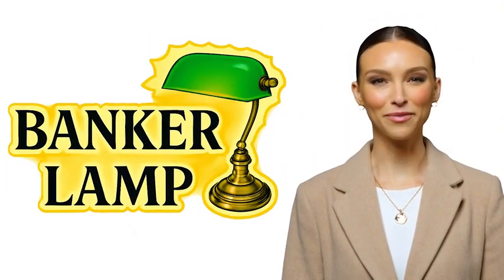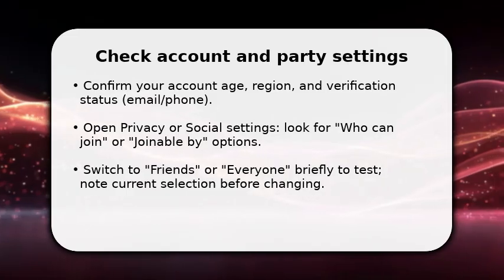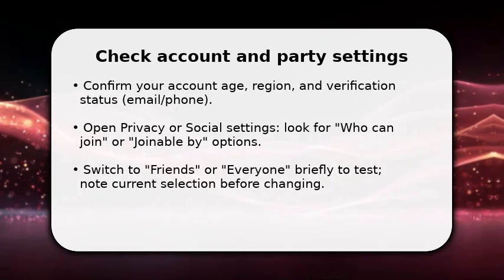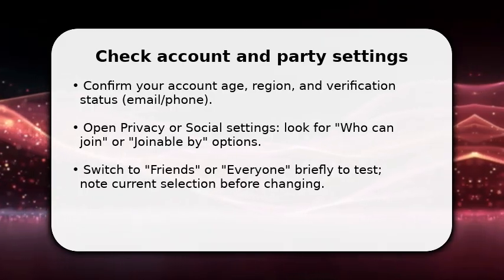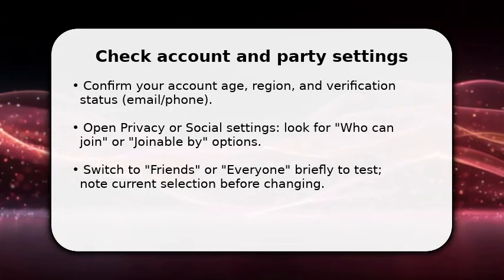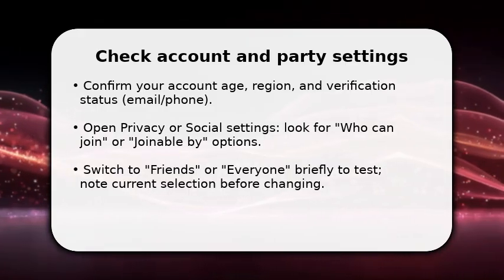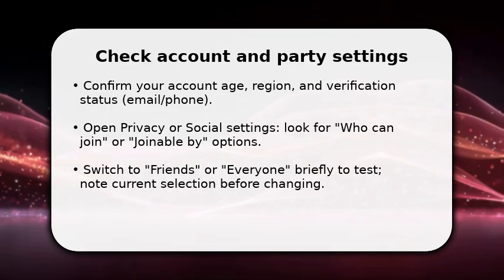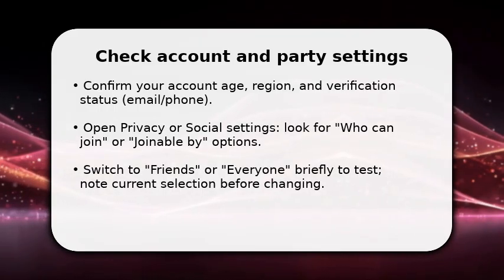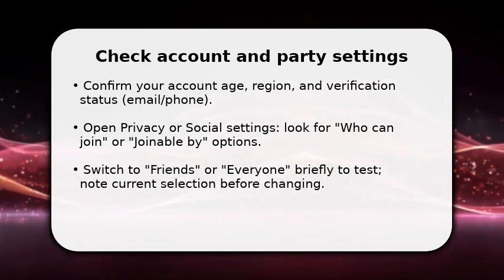Please enjoy the video. You start by confirming prerequisites: account age, region, and a verified email or phone. Once done, open the app or console privacy settings and locate the Who Can Join control. Change it from restrictive options to Friends or Everyone, just to test whether the join block disappears. Make sure to note the original setting so you can restore it later. This initial change isolates whether privacy policies or linked account flags are causing the block.